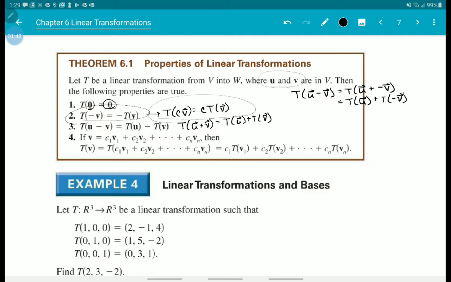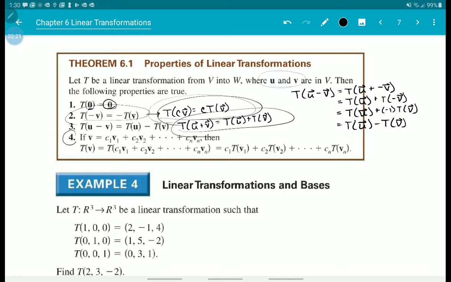And we could view that negative as a scalar. So that's equivalent to this, which is equivalent to this. So you can see how all that falls out by looking at those properties and what defines a linear transformation, where T of U plus V is equal to T of U plus T of V, and T of CV is equal to C times T of V.